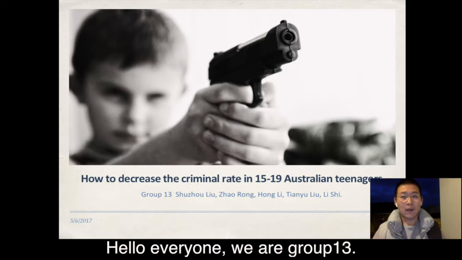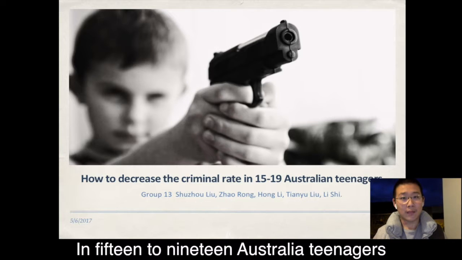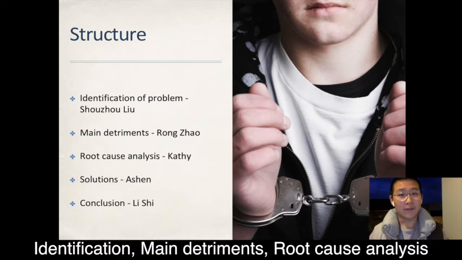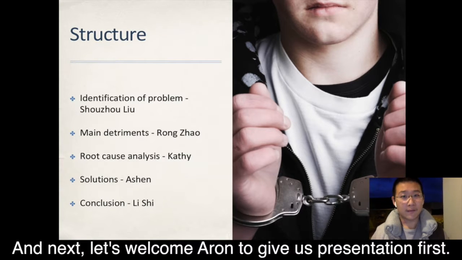Hello everyone, we are Group 13 and today our topic is how to decrease the criminal rate in 15 to 19 Australian teenagers. Our structure can be divided into 6 parts: identification, main attachments, root cause analysis, solutions, conclusions, and reference list. Next, let's welcome Aaron to give us the presentation first.